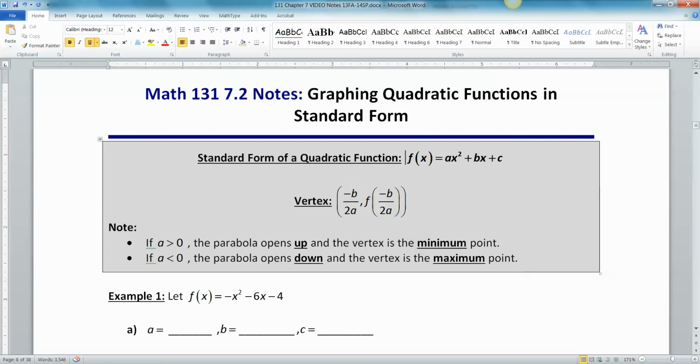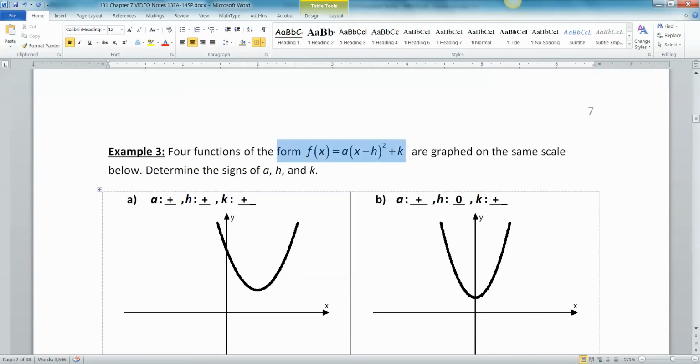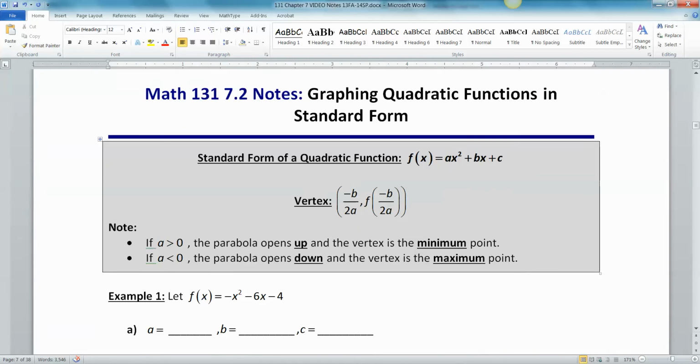Very important ideas. So first of all, standard form is this form, where it's f of x equals ax squared plus bx plus c. Now keep in mind that's a different form than we worked with in 7.1. 7.1 had us dealing with the form f of x equals a times x minus h squared plus k. That's vertex form because the vertex is h comma k. But here, to find the vertex, we're going to have to use this formula right here. Now that's going to be more complicated. However, you do not have to memorize this formula for the vertex. That's something that I give to you on your formula sheet for both the third exam and the final.